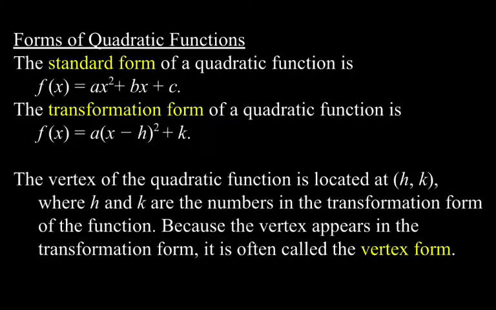So that's our transformation form because you can see how far it's moved left and right, and you can see how far it's moved up and down from the h and the k. So the vertex of our quadratic function is located at that point, (h, k), because that gives us the left and right shift and the up and down shift, where h and k are the numbers in the transformation form of the function. Because the vertex appears in the transformation form, it is often called the vertex form. And usually when I talk about it, I will say vertex form because in pretty much all the other books that I have used in the past, they always called it vertex form.